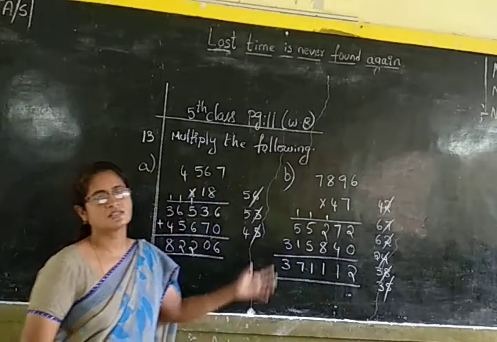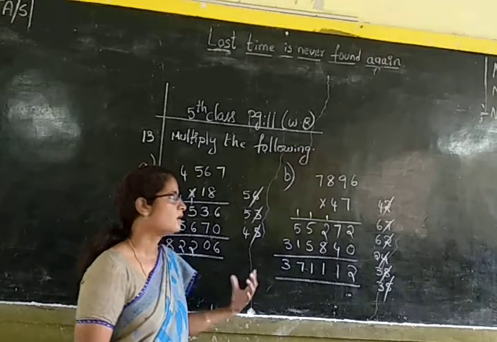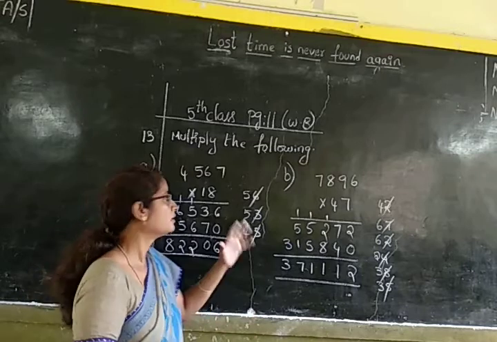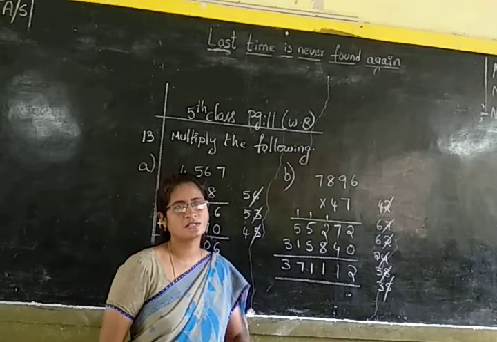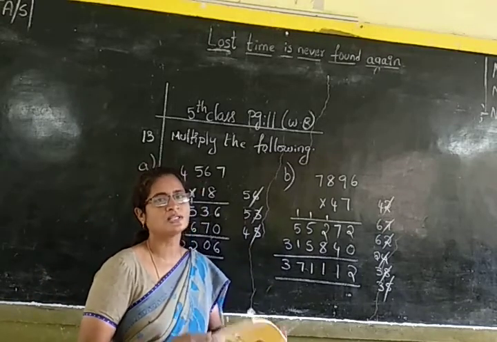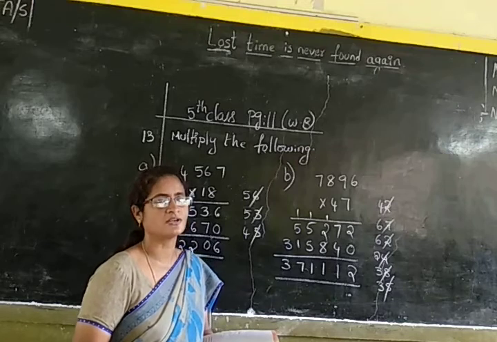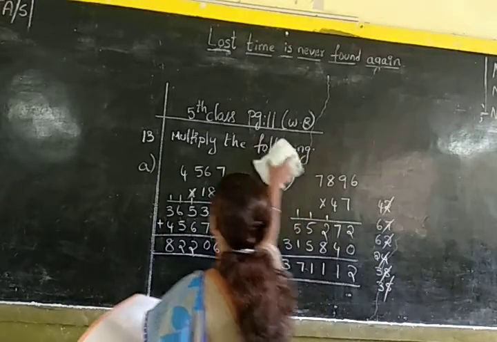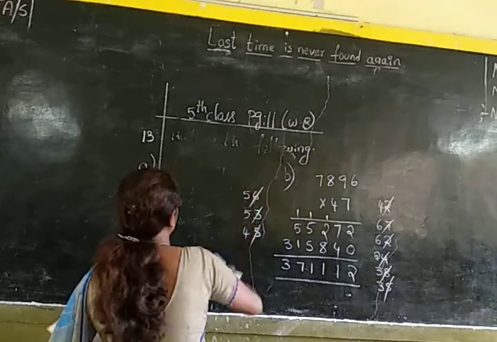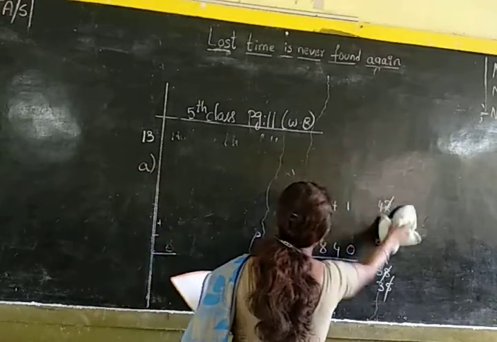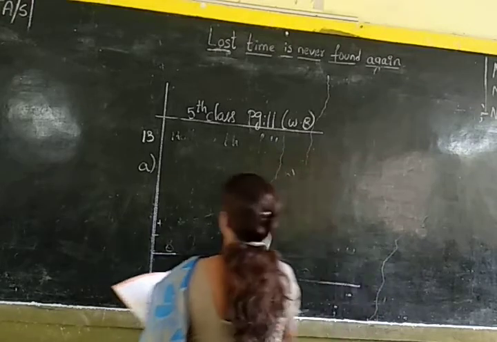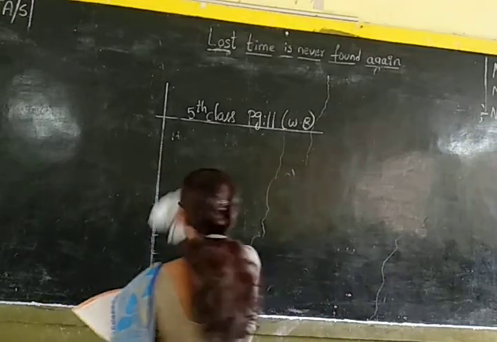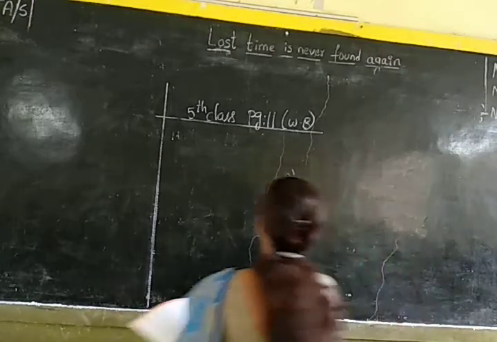Okay. This is the way to do the multiplication. You already know how to do multiplication in your 4th class itself. Okay. Now I have done 2 sums. The remaining sums you do on your own. I will be putting the answers in the WhatsApp so that you can check your answers. Now let us move to the 14th sum.